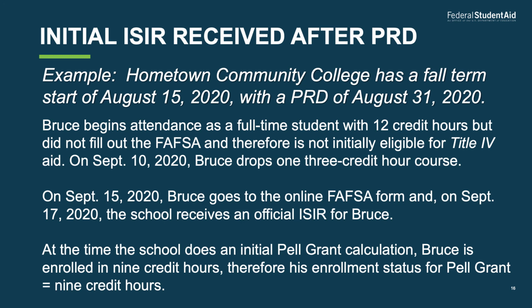Then on September the 15th, Bruce completes the FAFSA, and the school receives an official ISIR on September the 17th. Since the initial Pell calculation could not occur until September the 17th, after the PRD, we must take the enrollment status on that date, which is 9 credit hours. Please note that despite Bruce's enrollment status of 12 credits at the time of the PRD, we must use only 9 credit hours because the initial Pell calculation is the later date and it must be used.